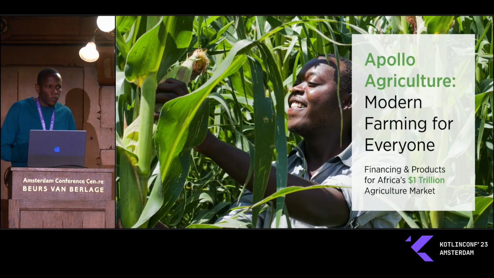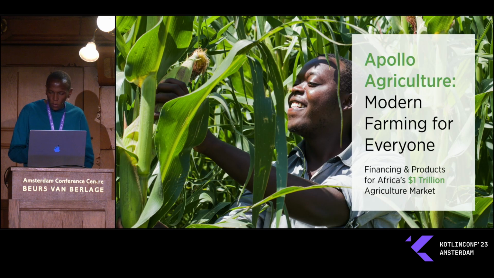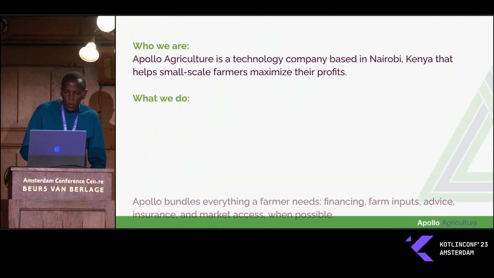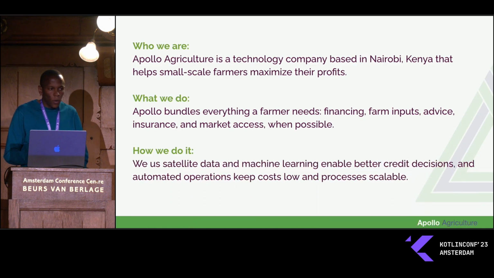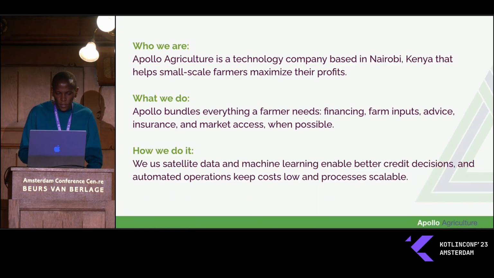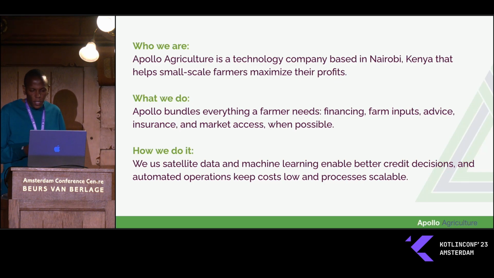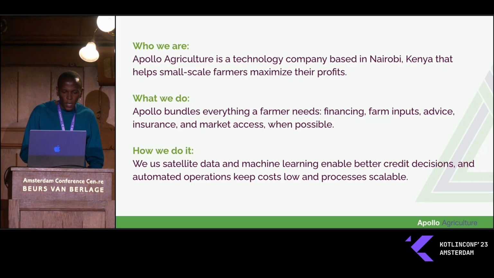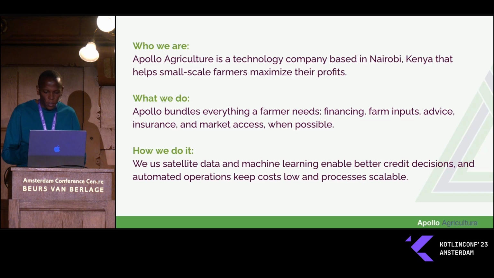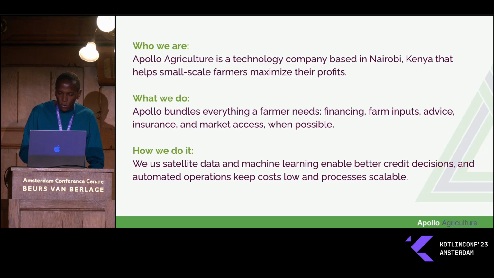Apollo Agriculture, what do we do? We provide modern farming to everyone by providing inputs and also products for Africa's 1 trillion agriculture market. Who we are: a tech-based company based in Nairobi. We help small-scale farmers maximize their profits. What we do, we bundle everything that a farmer needs. That is financing, farm inputs, advice, insurance, and market access where possible. And how do we do it? We use satellite data and machine learning to enable better credit decisions and automated operations to keep low costs and also make the process very scalable.